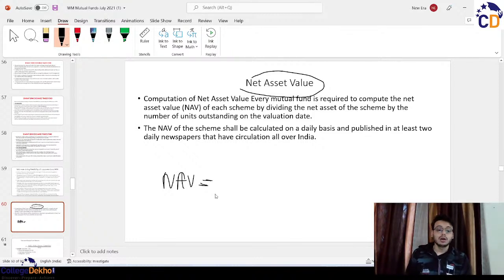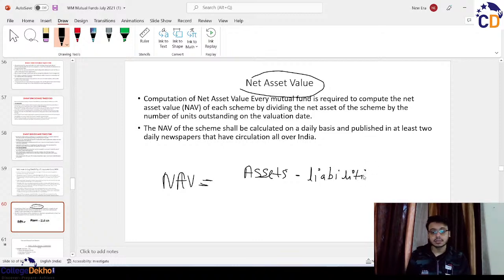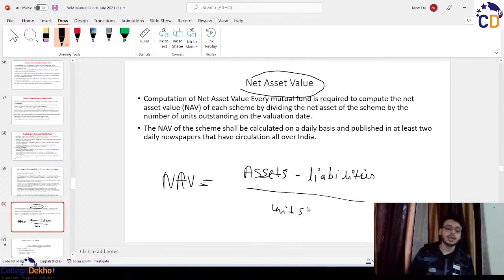When we talk about the NAV, it is nothing but the assets of the mutual fund minus the liabilities of the mutual fund, divided by the number of units. We'll try to understand this with a simple calculation as well. One thing we need to understand: in the numerator, you have the fund's assets minus the fund's liabilities, and in the denominator, you have the units, that is, how many units have been allocated to you.